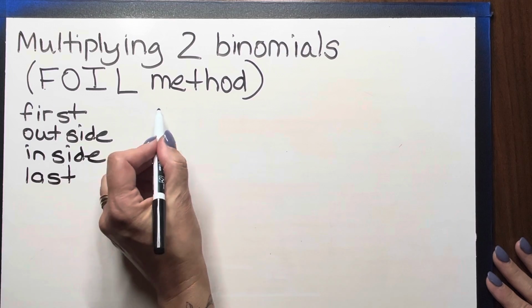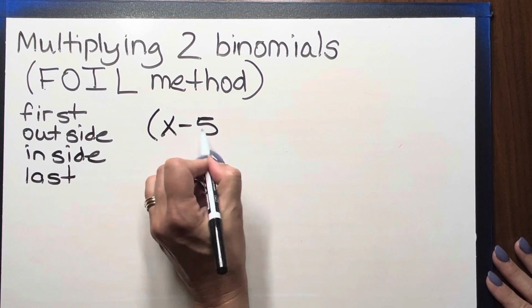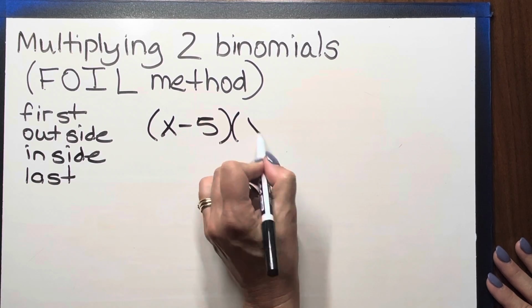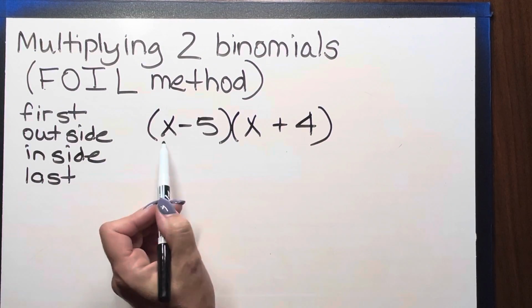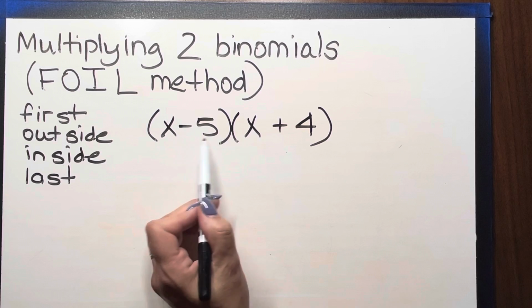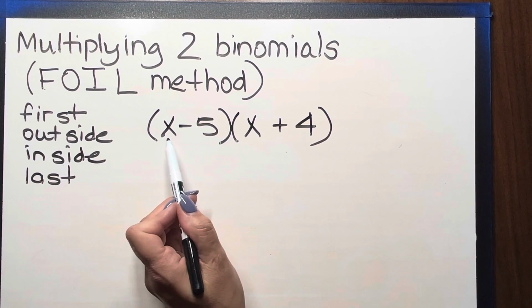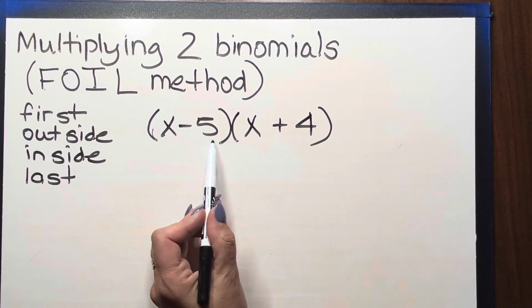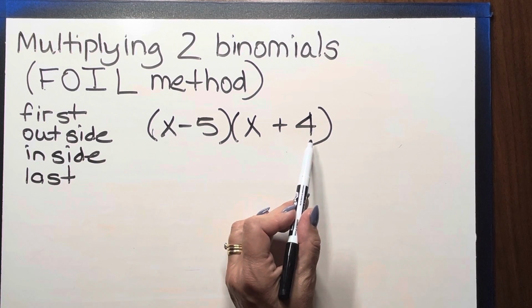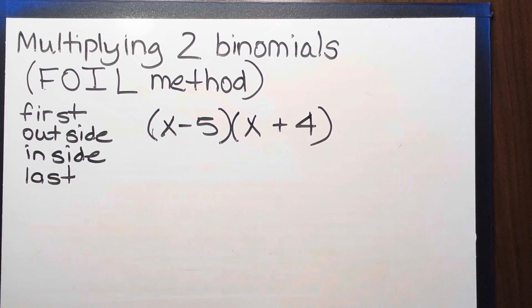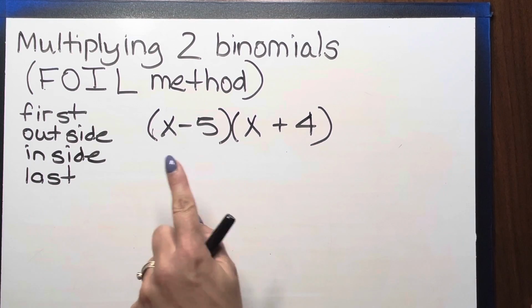So let's look at what we're going to do with this first problem. x minus 5 times x plus 4. Binomials, remember, just mean that it's two terms, right? So I have two terms in this parenthesis, the x and the negative 5. And over here, I've got an x and a positive 4. So these are my two binomials, and I'm going to multiply using FOIL.